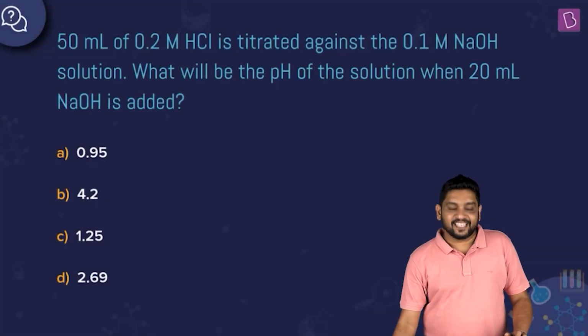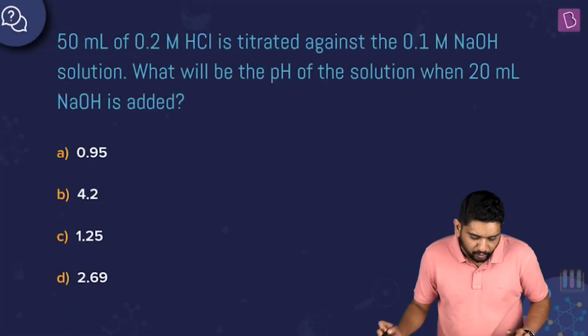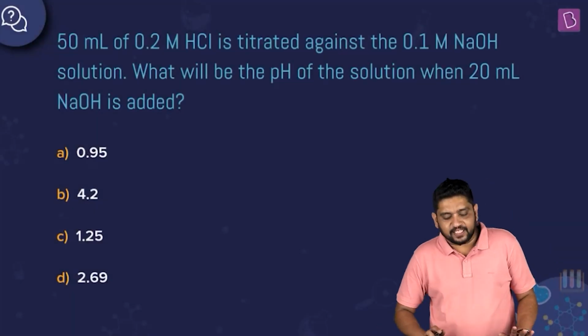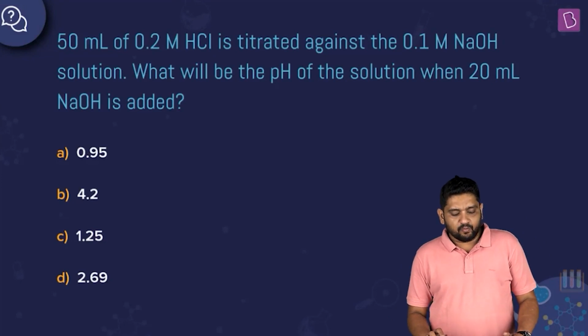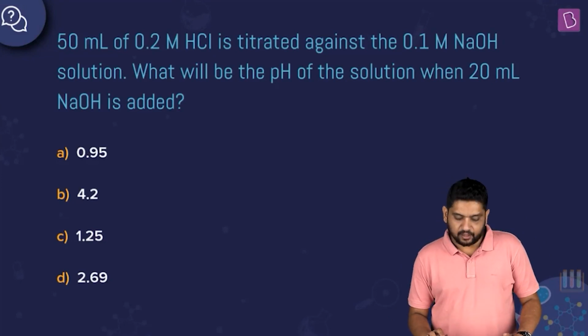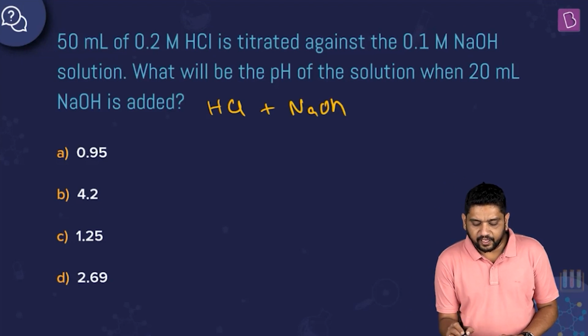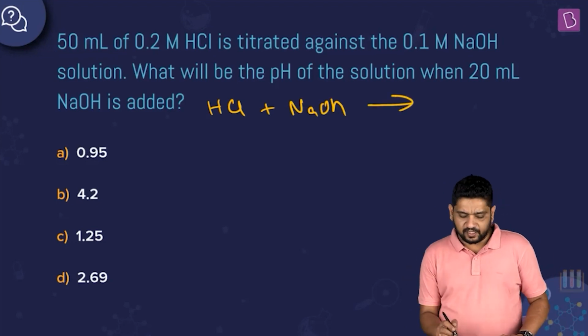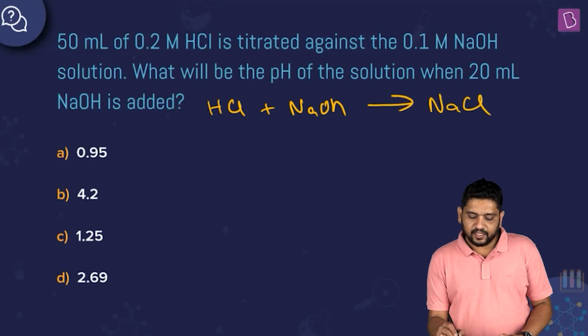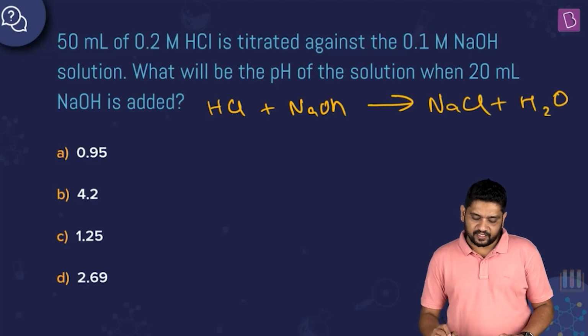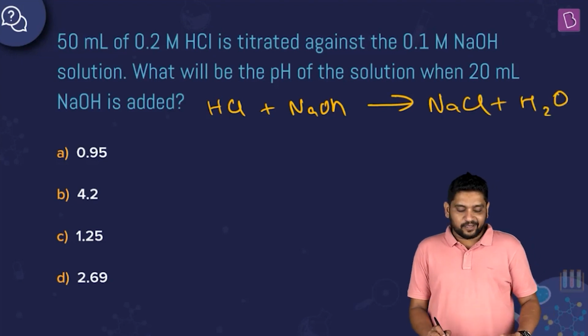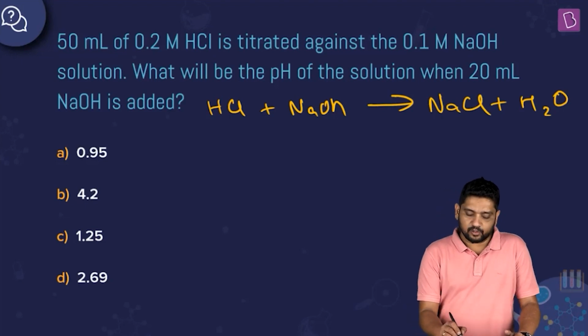Okay, this question says 50 ml of 0.2 molar HCl is titrated against 0.1 molar NaOH solution. What will be the pH of the solution when 20 ml of NaOH is added, right? So what is the reaction here? We have a strong acid HCl titrated against a strong base NaOH. We are going to see neutralization go on to completion as long as one of the reactants is still left behind. So HCl plus NaOH gives us NaCl plus H2O.